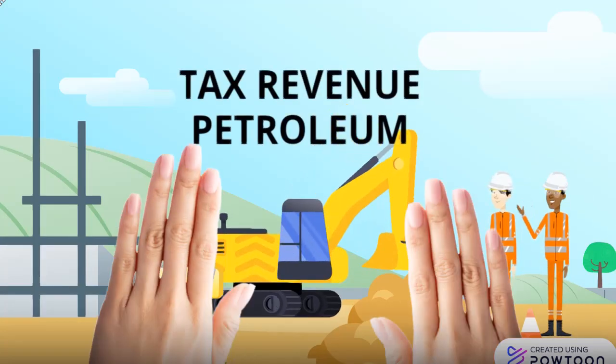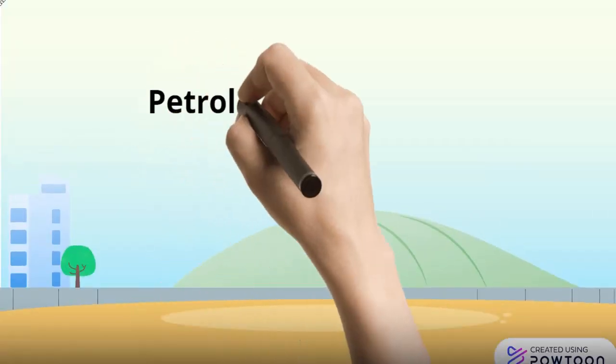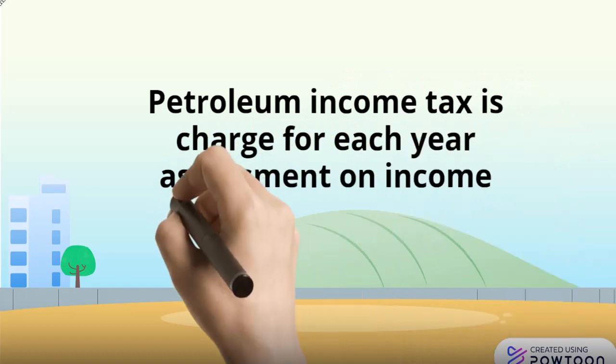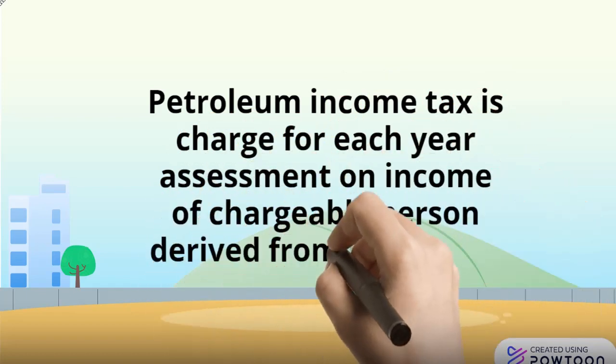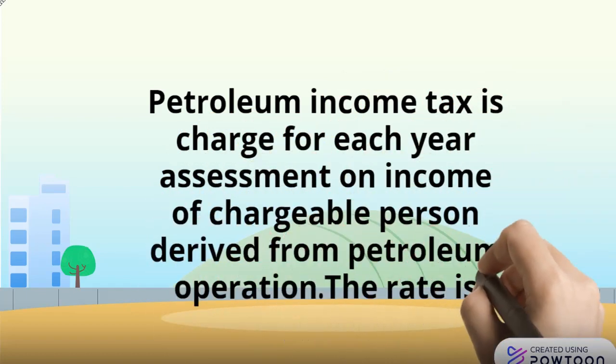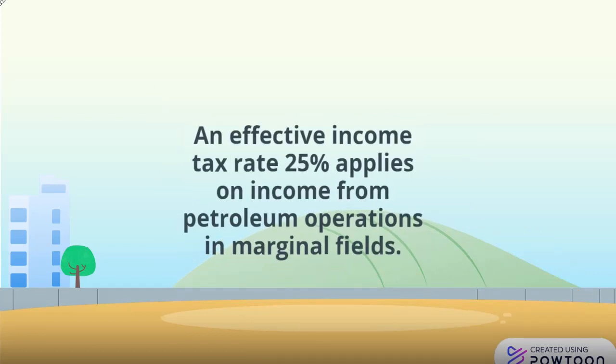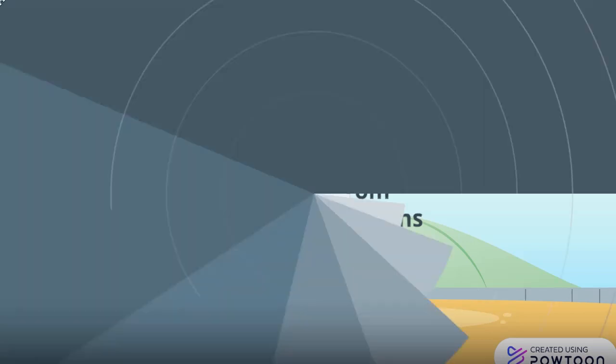Tax revenue petroleum. Petroleum income tax is charged for each year of assessment on income of a chargeable person derived from petroleum operations. The rate is 38%. An effective income tax rate of 25% applies on income from petroleum operations in marginal fields.